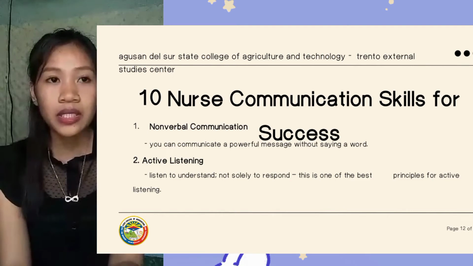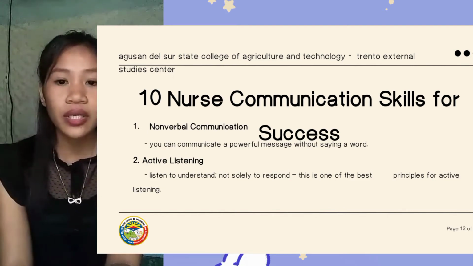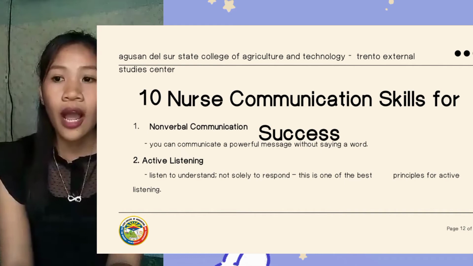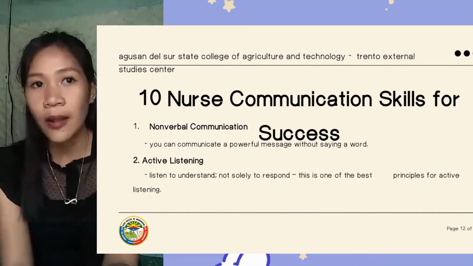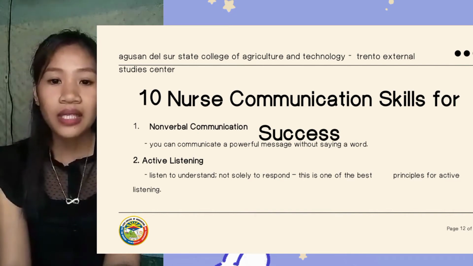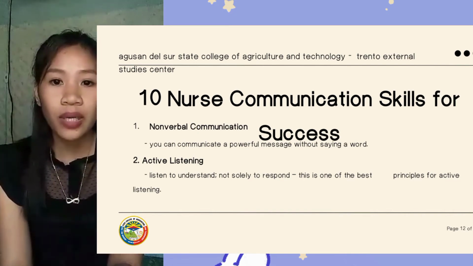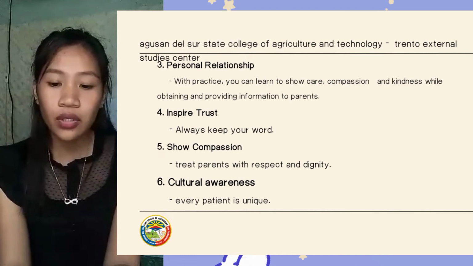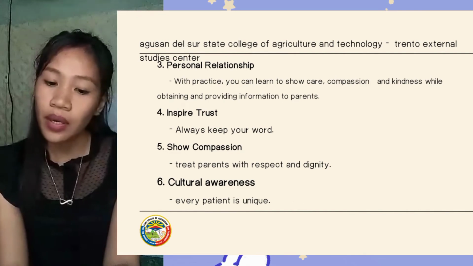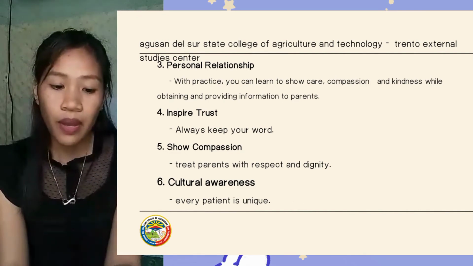In active listening in school, the teacher discusses and then the student listens. Then after the teacher discusses, he asks, what did you understand in the discussion? Then they answer with their thoughts or opinions or what they understood from the teacher's discussion. And then number 3 is personal relationship. With practice, you can learn to show care, compassion, and kindness while providing information to parents.